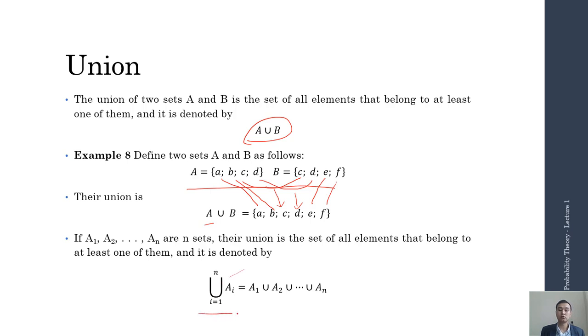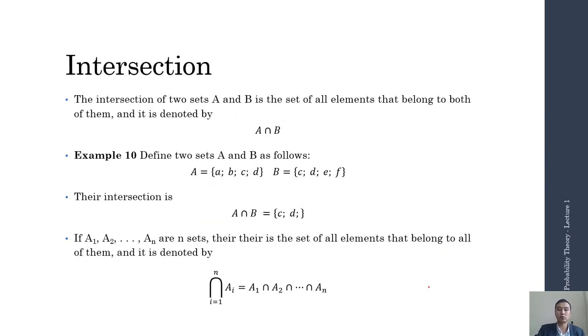The union can also be written in this form if we have several sets, not just two. If we have several sets, we can use this notation: i starts from 1 to n, A of i. If I have A1, A2, A3, and A4, four sets, I can use this notation for the union: i starts from 1 till 4, A of i. So it means the same expression, the union.